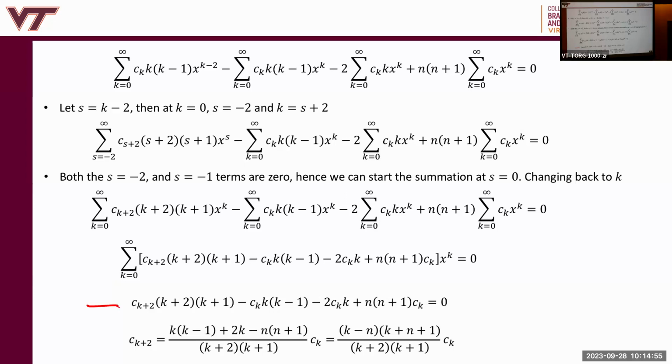All right, so we can solve then for c of k plus 2, because we have c k here and we have c of k plus 2. We can solve for the highest order one, c of k plus 2, and we have this difference relation in terms of c k.